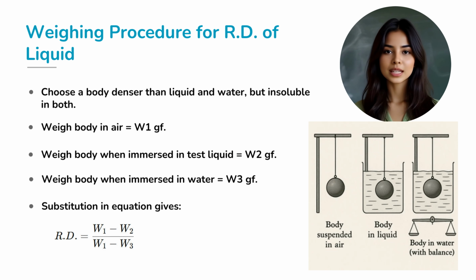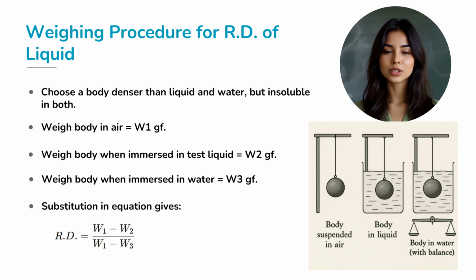Step 1. Take a solid body denser than both the liquid and water, but insoluble in them. Step 2. Weigh it in air. Let's call this W1. Step 3. Weigh the same body when immersed in the test liquid. This gives W2. Step 4. Weigh it again when immersed in water. This gives W3. Now substitute these into our formula.